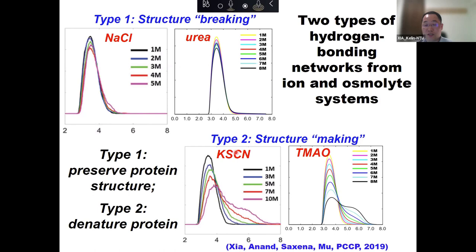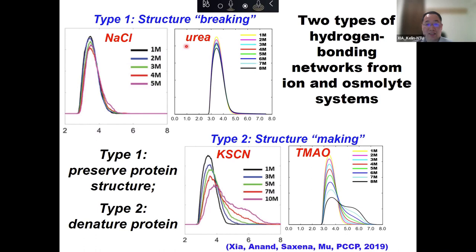NaCl tends to break the protein structure, so they call it structure breaking. And the KSCN is structure making. So if you have enough NaCl to destroy the structure, and you add some more KSCN, then the protein can get better into the original state. So simply speaking, NaCl is denaturing. This one is trying to preserve the native state.